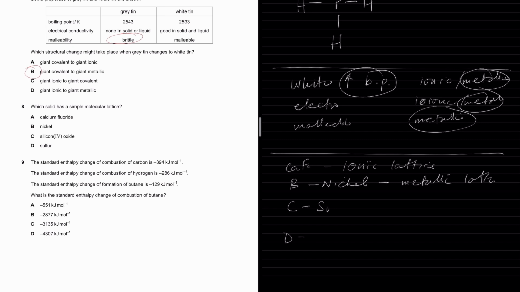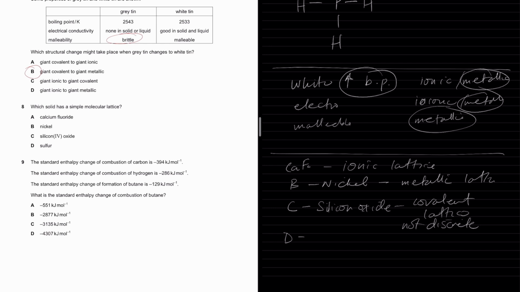Silicon oxide. I misread that. Silicon oxide, right? Now, silicon oxide is not discrete. It is actually a covalent lattice, right? It is not discrete. And what do I mean by not discrete?